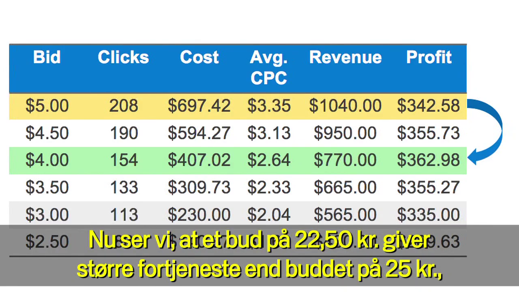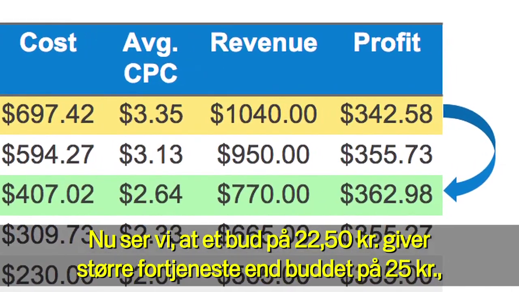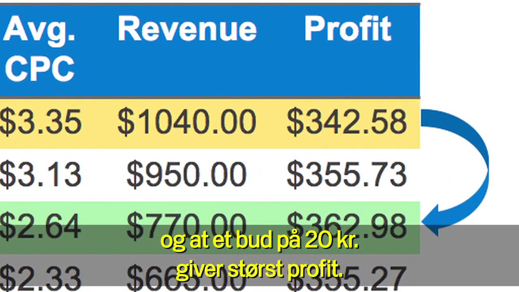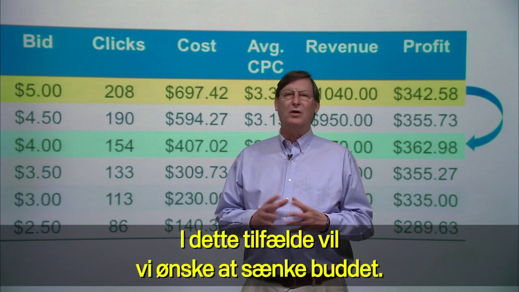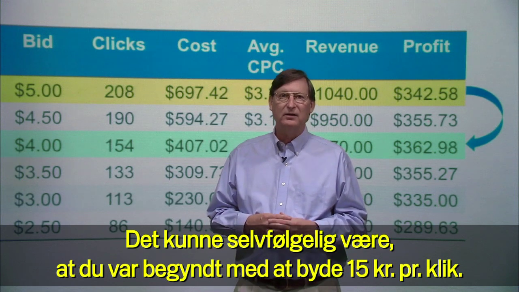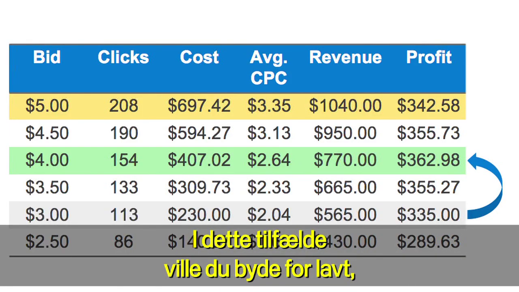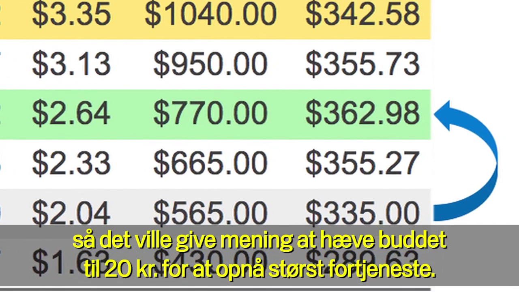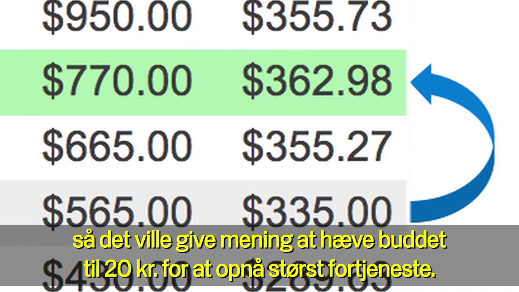So we see that a bid of $4.50 makes more profit than the $5 bid, and that a $4 bid makes the most profit. In this case, we want to lower our bid. Of course, it could be that you'd started out bidding $3 per click. In that case, you would be bidding too low, so it would make sense for you to increase your bid to $4 in order to get the most profitable situation.